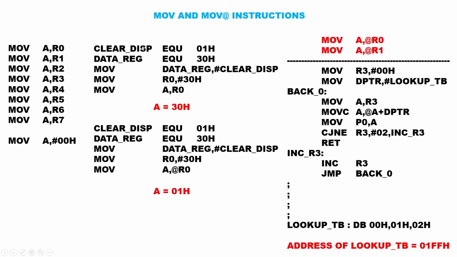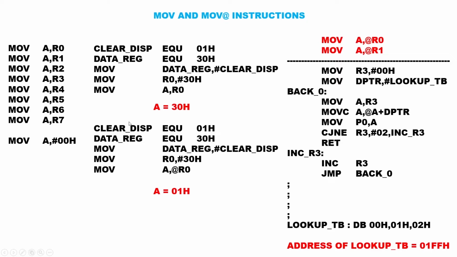And here we can find a command for LCD initialization, that is clear display. We have assigned the value 01 to clear display by using EQU, which is a directive for the compiler. And we have assigned a variable to the first memory location, that is data reg. Then the instruction MOV data reg,#clear disk means that we have moved the value 01 to the data reg. Here we have moved the constant value 30h to R0, and on the next line we have moved the contents of R0 to the accumulator. After executing this instruction, MOV A,R0, the contents of the accumulator will be 30h.